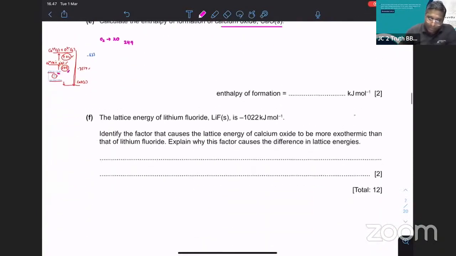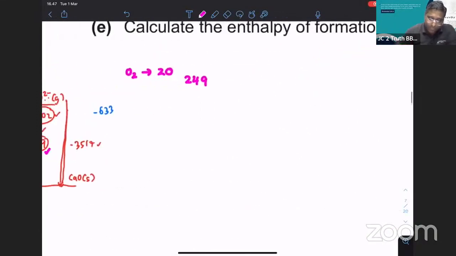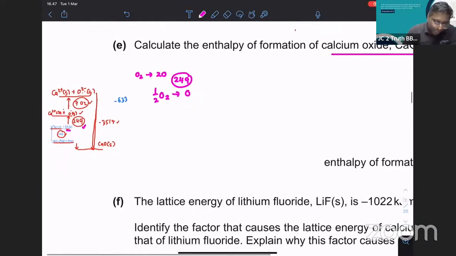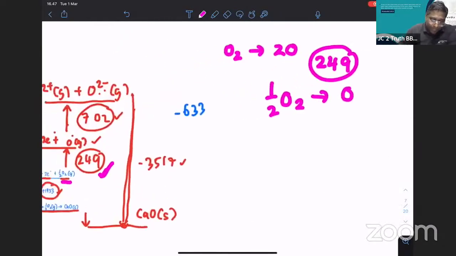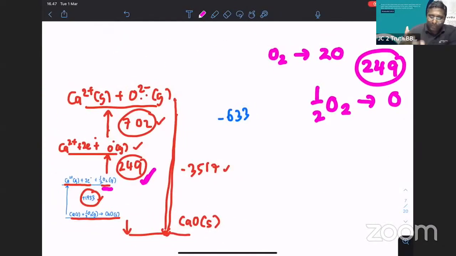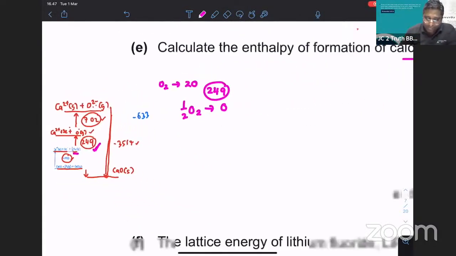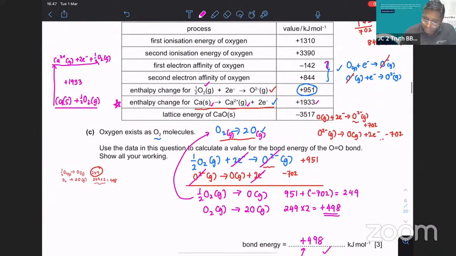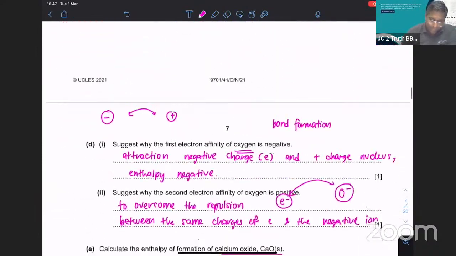Yeah, so I need to divide by 2, because I'm dealing with half O2 to become O. So I need 249. I use the 249, and after that, I still need to bring in 1 electron and another electron. Yeah, 2 electrons came in. So I use the first electron affinity and second electron affinity. I add these 2 and get 702. I put it over there.